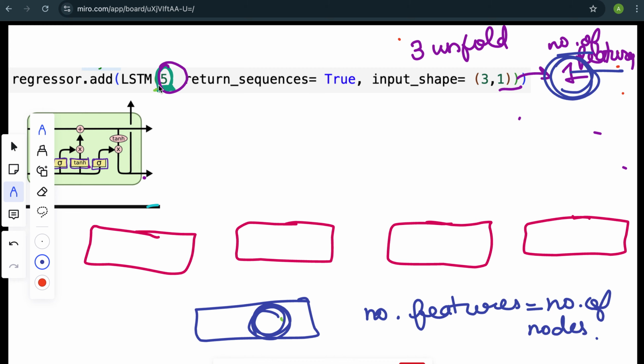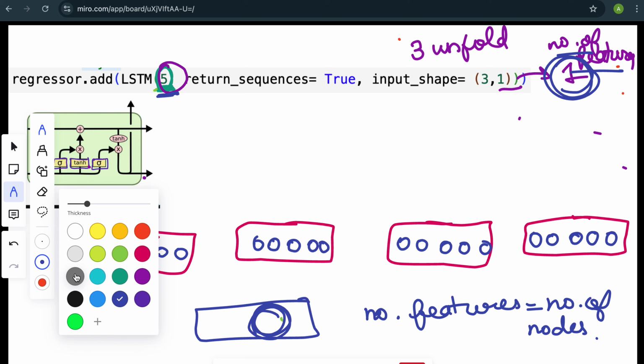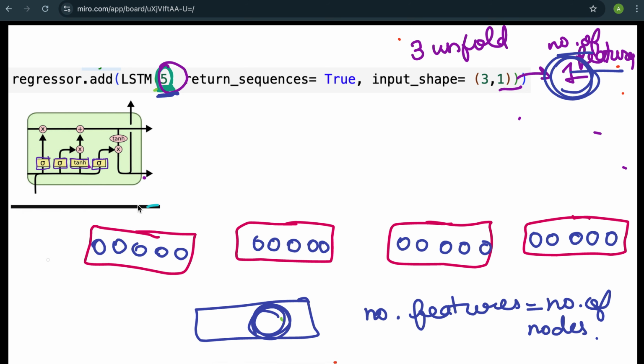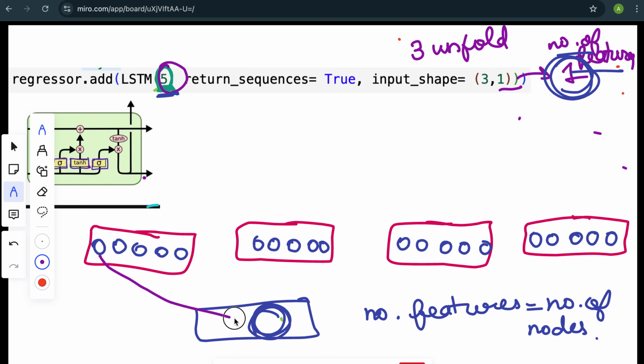And here I have defined 5 nodes for LSTM, so I'll make 5 nodes here. 1 2 3 4 5, in each box. So all these 4 boxes contain an equal number of nodes to have the same dimensions, or same shape consistency.